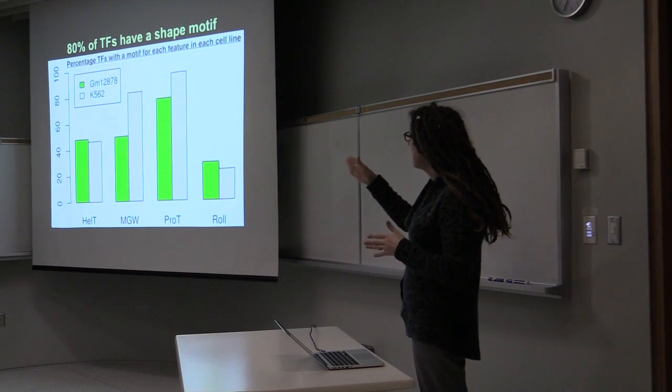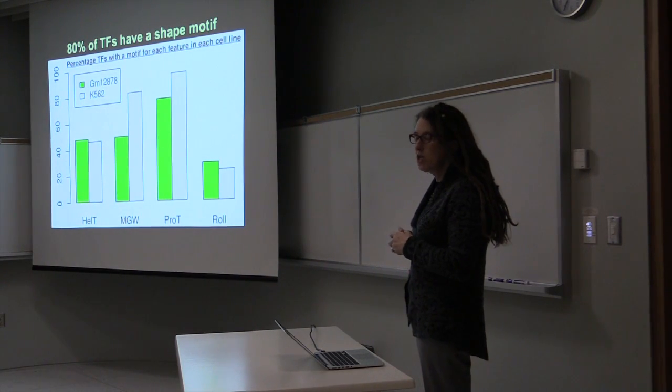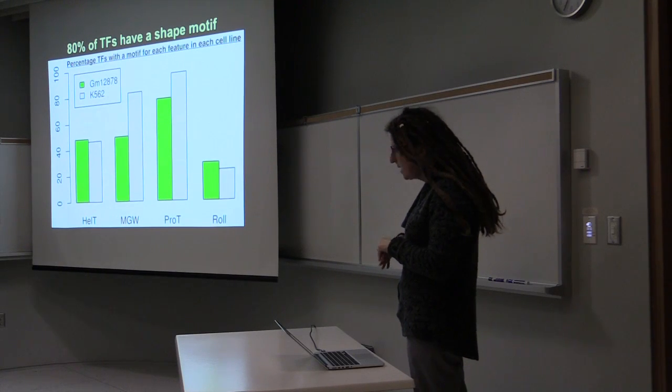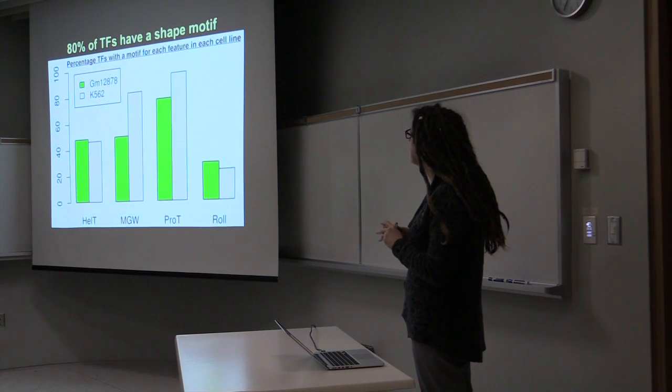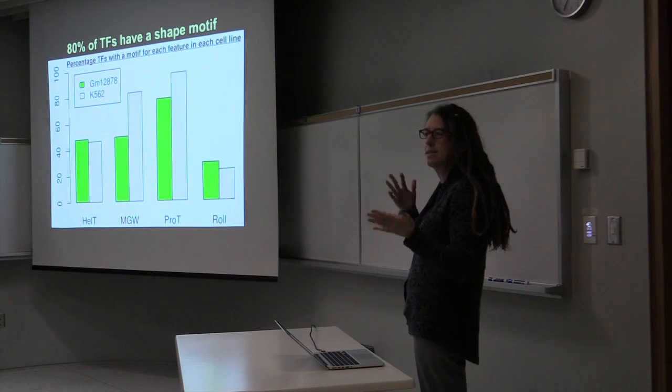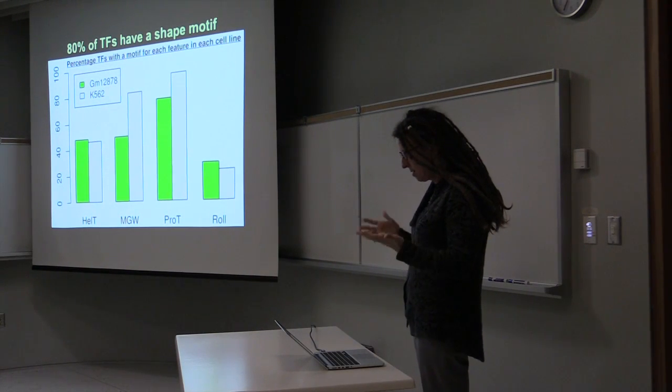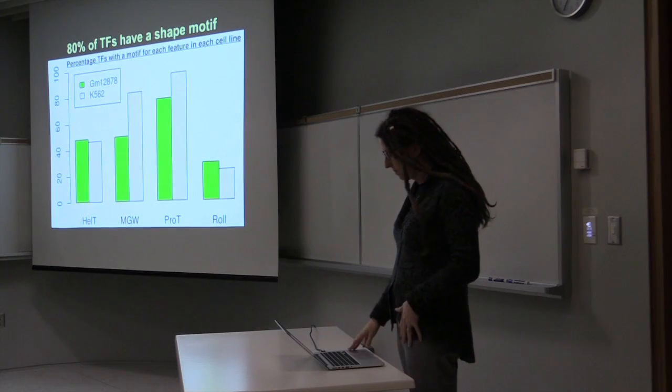Many transcription factors recognize more than one shape feature. And sometimes we see two cell lines. Sometimes they use a shape motif in one cell line and not in another. And sometimes the motif comes up in both cell lines.